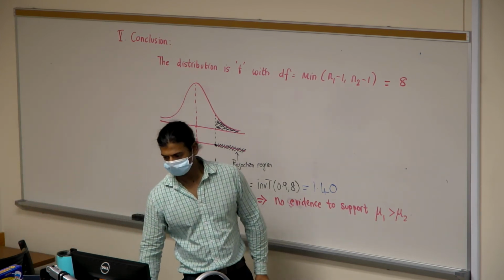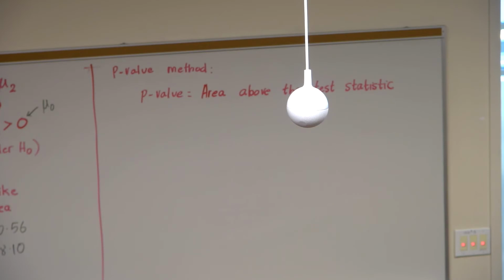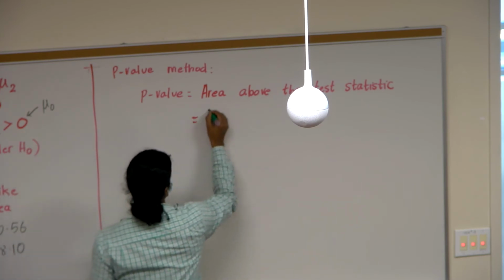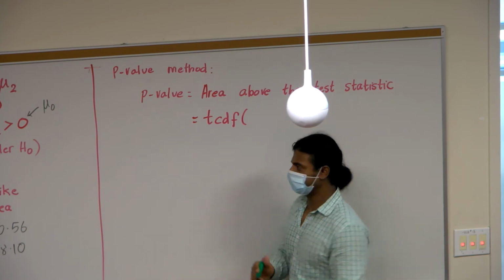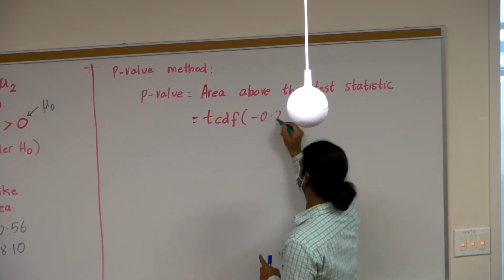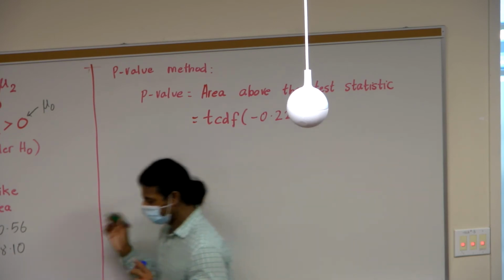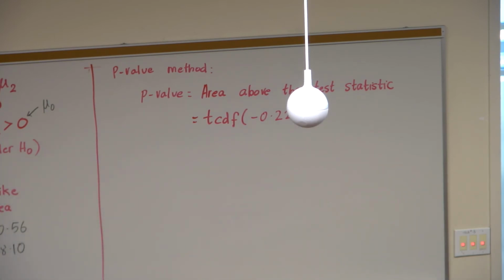So that means there's no evidence whatsoever. Is it? Well, what is it? Area above the test statistic, so we start at negative 0.225. Even before you start the problem, you should sort of have an idea. Look at this picture. The test statistic is right here. We want to find the area above it. Yes? What is the area above the middle line?